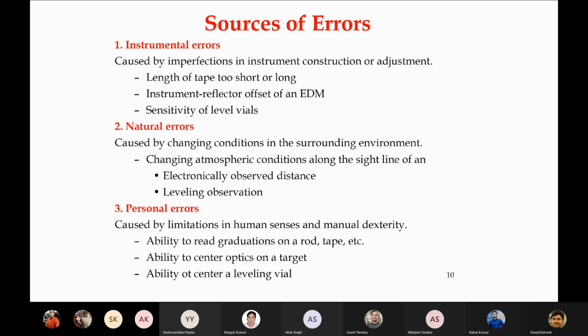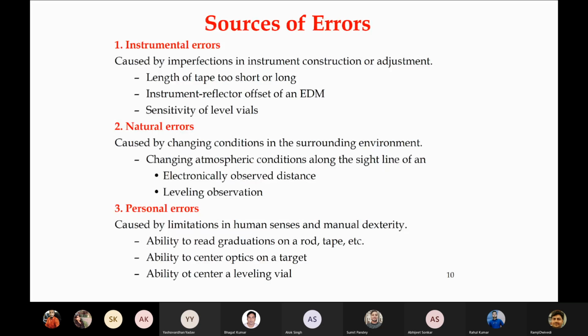Okay. Please remember, since you are from the geospatial domain or geoinformatics professionals, we'll take examples from our field only. We'll not take examples outside our field, for betterment of your understanding. So the instrumental errors are generally caused by imperfection in instruments, construction or adjustment. Examples: length of tape too short or long, reflector offset of an instrument, sensitivity of level vials, and there are many, many things, because an instrument is an electronic device, it will have different problems. So you will have to deal with it, okay?